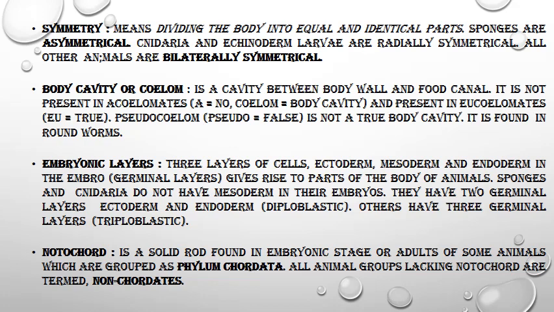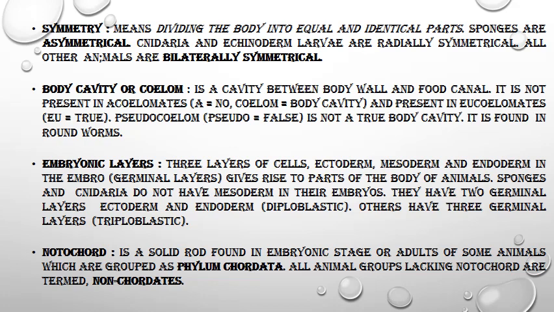Next is body cavity or coelom, a cavity between body wall and gut wall. It is not present in acoelomate and present in eucoelomate. Pseudocoelom is not a true body cavity. It is found in roundworms. Next is embryonic layer. 3 layers of cells: ectoderm, mesoderm and endoderm.